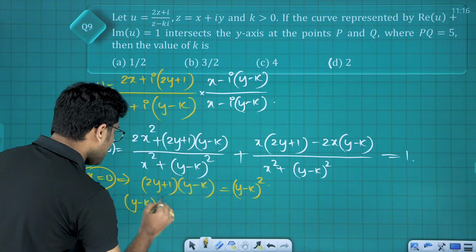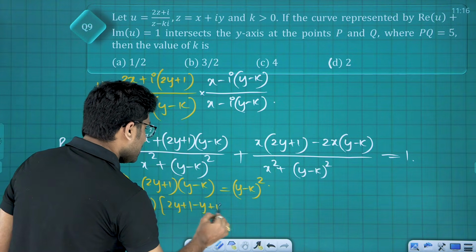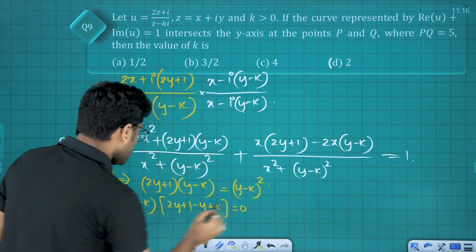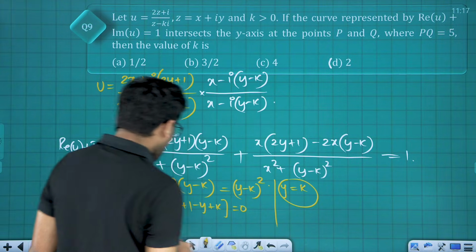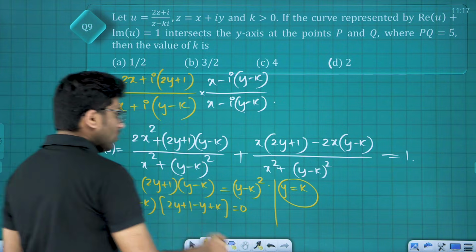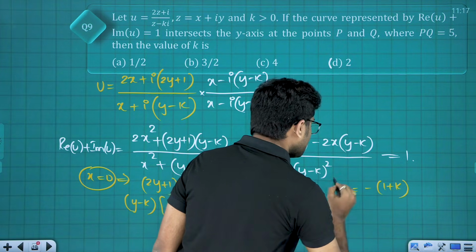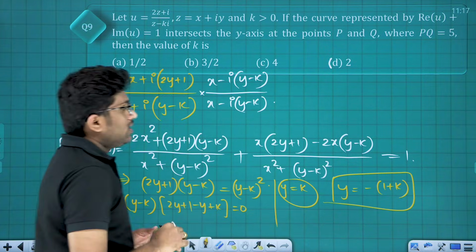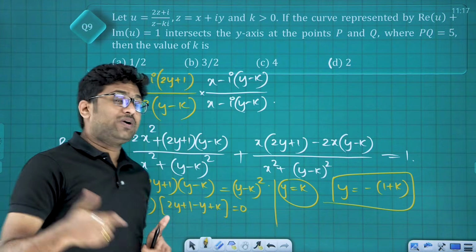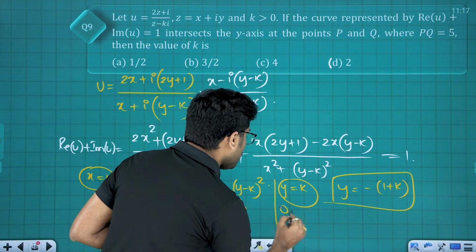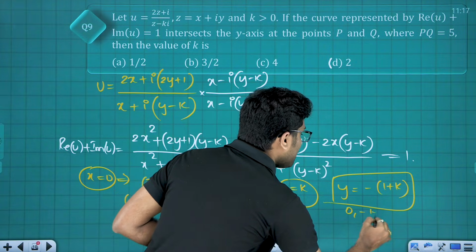If we took y minus k common, then 2y plus 1 minus y plus k is equal to 0. That means either y equals k or y is equal to minus of (1 plus k). Okay. Now what they are asking: this intersects the y-axis, so there are 2 points now. Point 1 is (0, k) and the other is (0, minus of (1 plus k)).